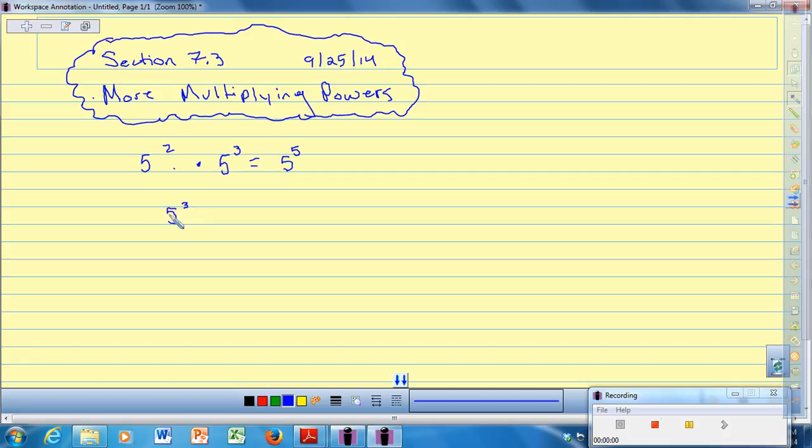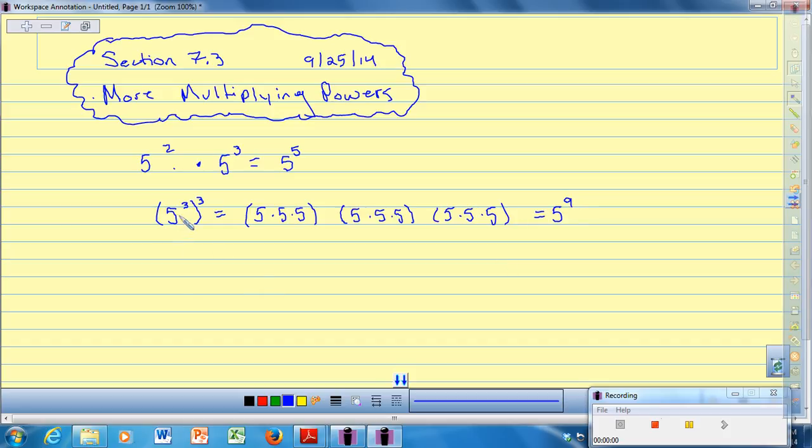5 to the third raised to a power? Let's say to the third. Well, let's write down what that means. 5 to the third on the inside. What does that mean? 5 times 5 times 5. And now we're raising that to the third. That means we have that multiplied by itself 3 times. And what do we get? 5 to what power? How many 5s are there? 9. This becomes 5 to the 9.